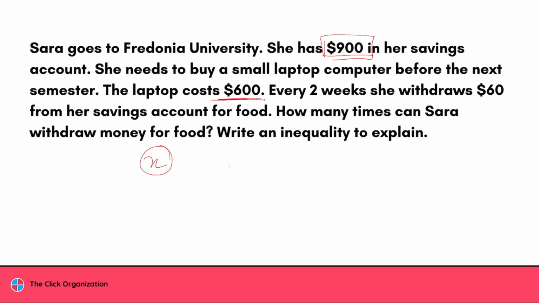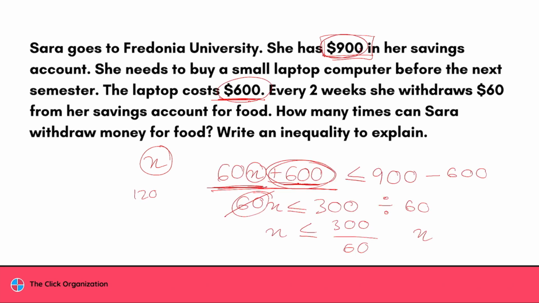We can start by subtracting 600 from both sides, which will cancel out the 600 here. This will give 60x is less than or equal to 900 minus 600, which is 300. Then if we divide both sides by 60, which will cancel out the 60 over here, this will give x is less than or equal to 300 divided by 60. Then 30 divided by 6 is 5 actually, not 50, my bad.